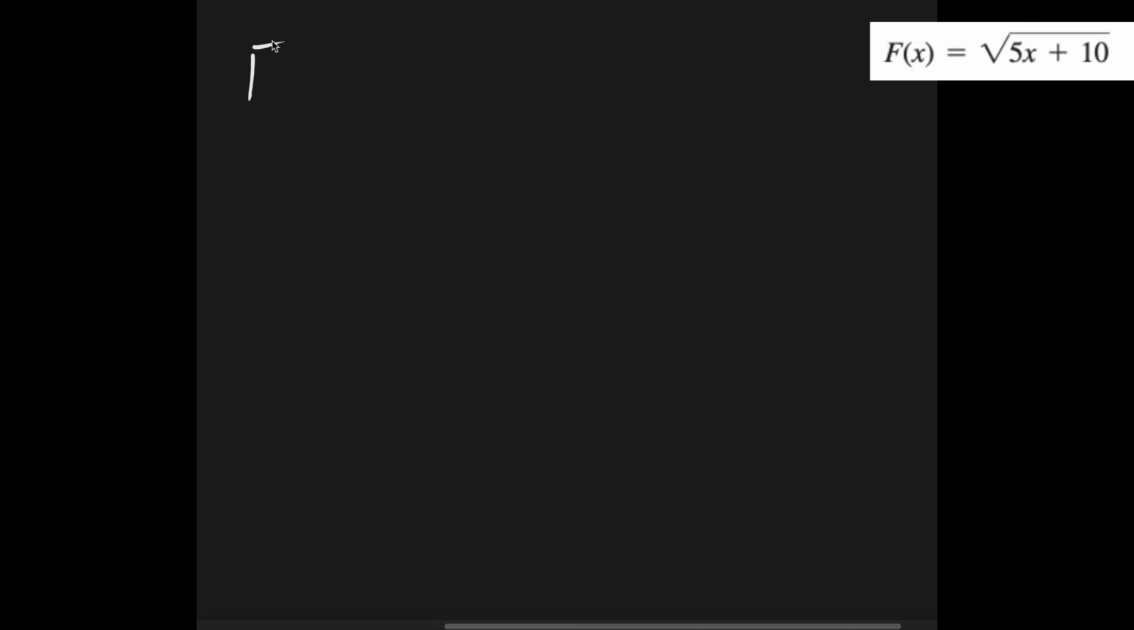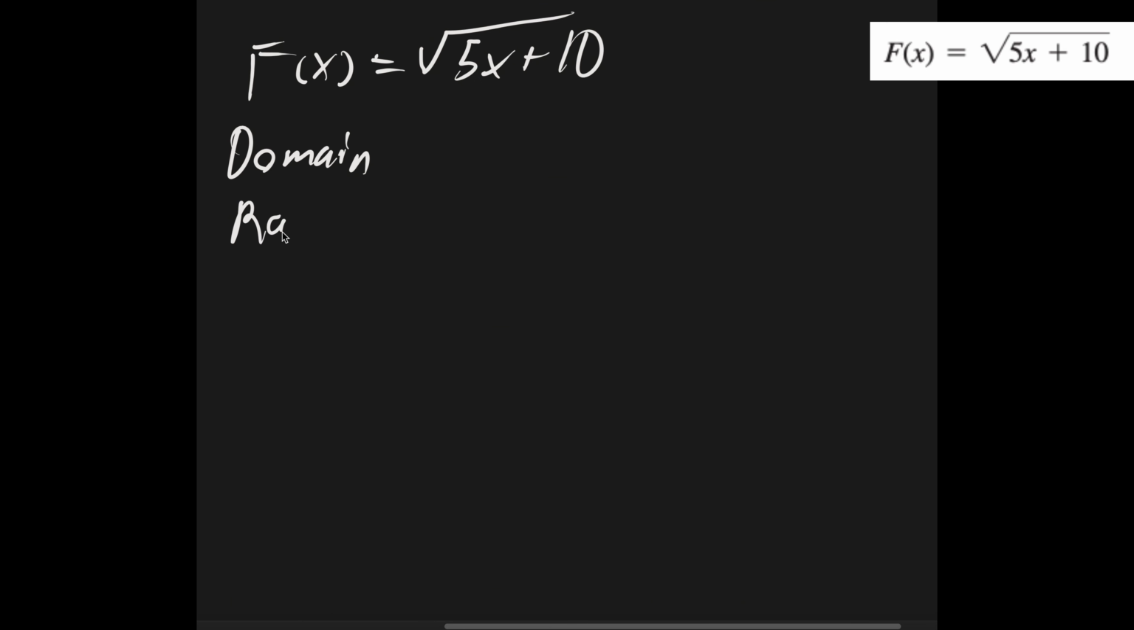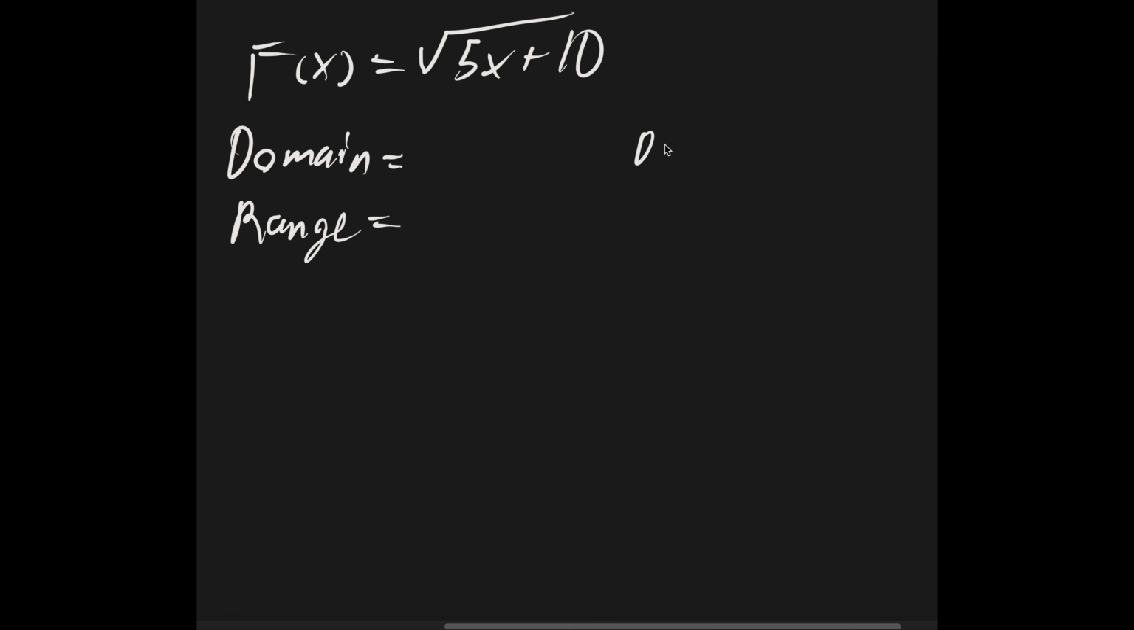So in our given problem, we are given the equation f of x is going to be equal to the square root of 5x plus 10. And we need to figure out exactly the domain and the given range as well. And as we know, domain refers to all x-axis real numbers, and the range refers to all real y-axis numbers.